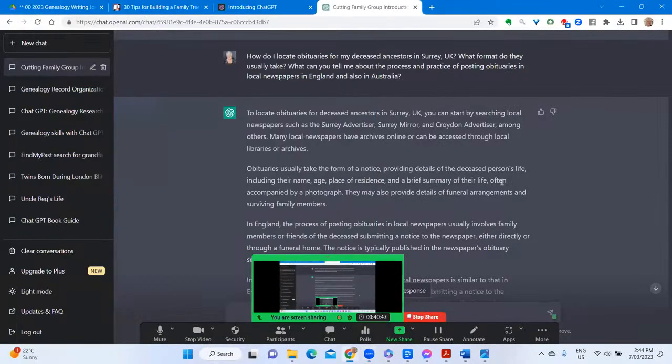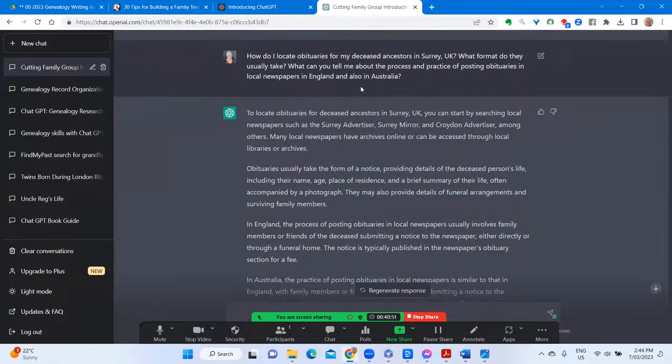ChatGPT. I asked the question, how would I locate obituaries for my deceased ancestors in Surrey, UK? What format do they usually take? And what can you tell me about the process and practice of posting obituaries in local newspapers in England and also in Australia? So within seconds, the answer came back.